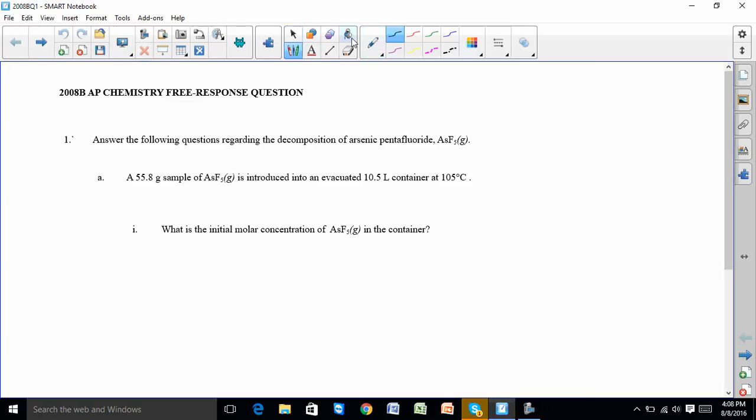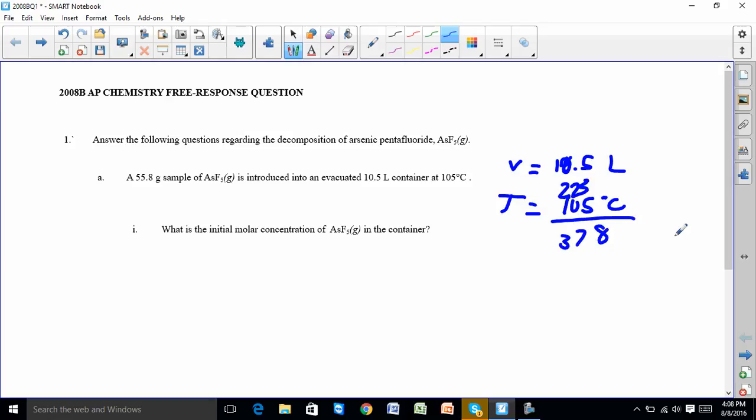Okay, answer the following questions regarding the decomposition of arsenic pentafluoride. A 55.8 gram sample of arsenic pentafluoride is introduced to a 10.5 liter container at 105 degrees Celsius. So first thing is the volume is 10.5 liters. The temperature is 105 degrees Celsius, which is 378 K.